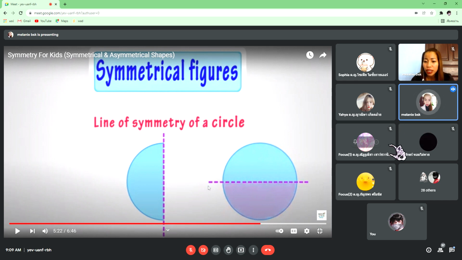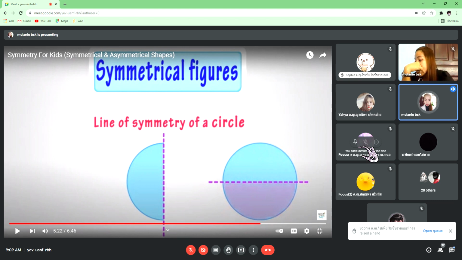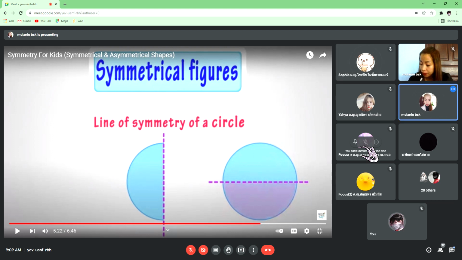Vertical, horizontal. What kind of line is this one? Anybody? Sophia. A horizontal line. How about this one? What kind of line is this? Aside from Sophia, anybody else? Focus one, are you there? What kind of line is this one? Upward, downward line.